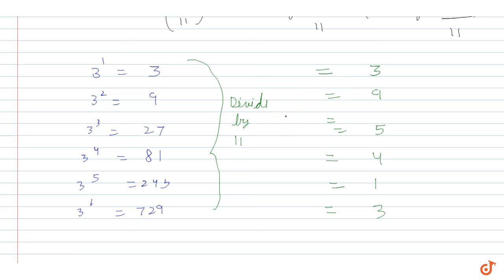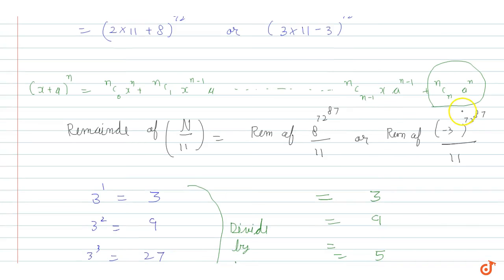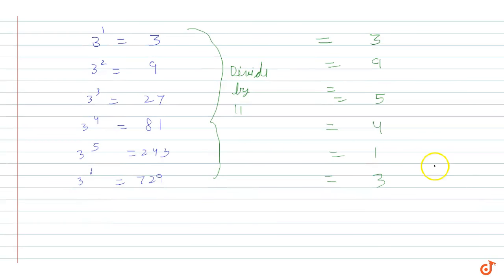So now we will know the pattern of the remainders. Now we have to calculate the value of 72 raised to power 87, and actually we don't even need to calculate the whole value of 72 raised to power 87. We have to calculate only the last digit of 72 raised to power 87.